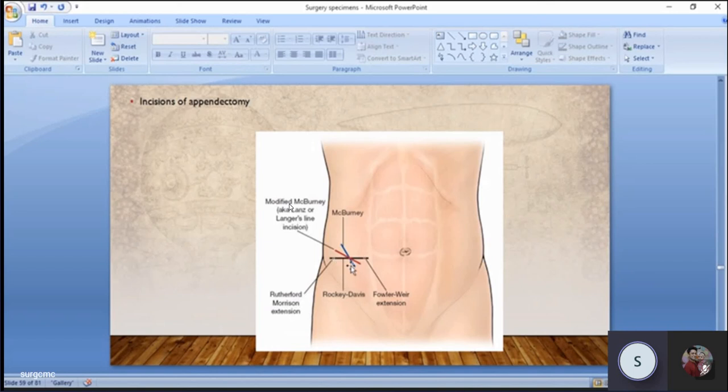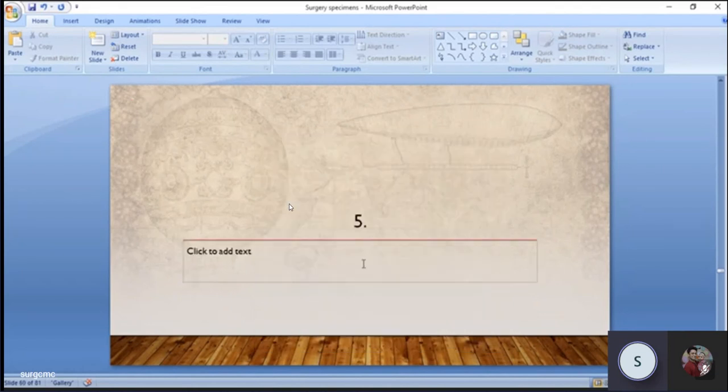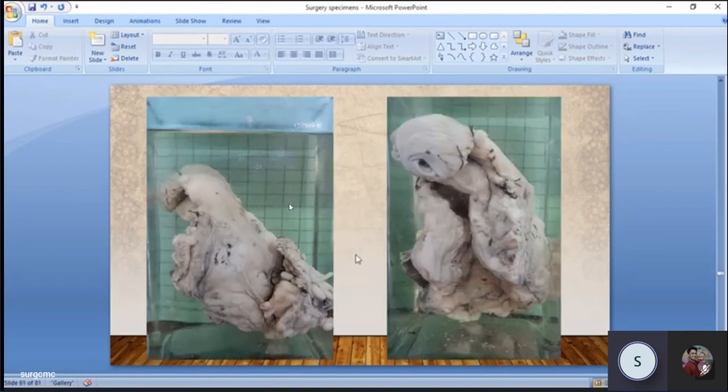Rocky Davis incision is a transverse incision we usually give in small children. If we do open appendicectomy in infants or small children, like 2 to 3 years of age, we usually give Rocky Davis incision. And if we have to extend laterally or medially, then muscle cutting incisions we have to give. On the lateral part we have to give Rutherford Morrison incision, or on the medial part we have to give Fowler Weir incision extension.